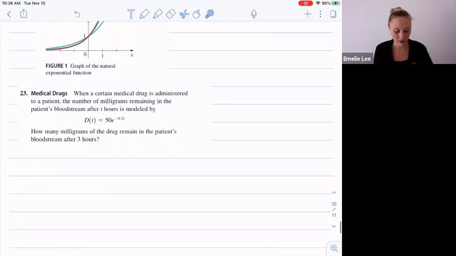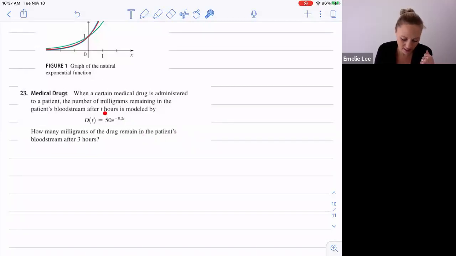Okay. So notice that each of these, you're given the equation, so that's what you can expect, right? When a certain medical drug is administered to a patient, the number of milligrams remaining in the patient's bloodstream after t hours is modeled by D(t), so the amount remaining presumably is 50 times e to the negative 0.2 times t. How many milligrams of the drug remain in the patient's bloodstream after 3 hours?